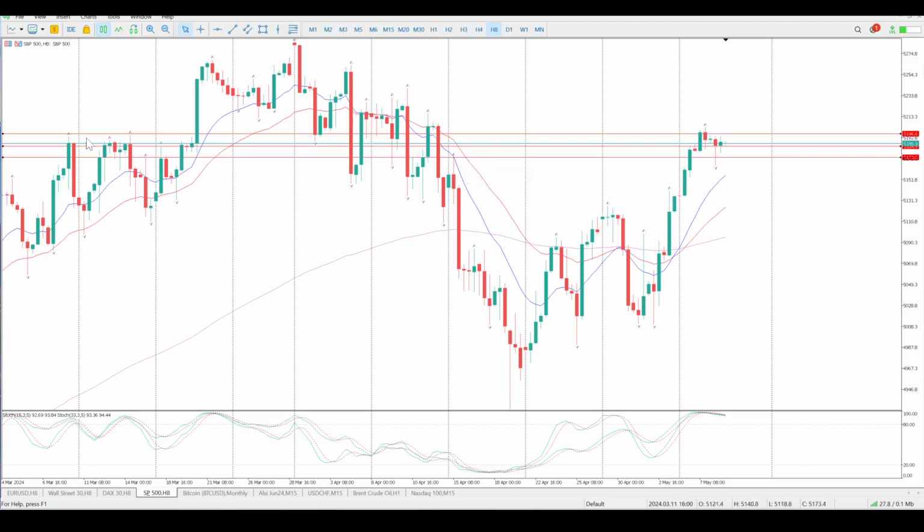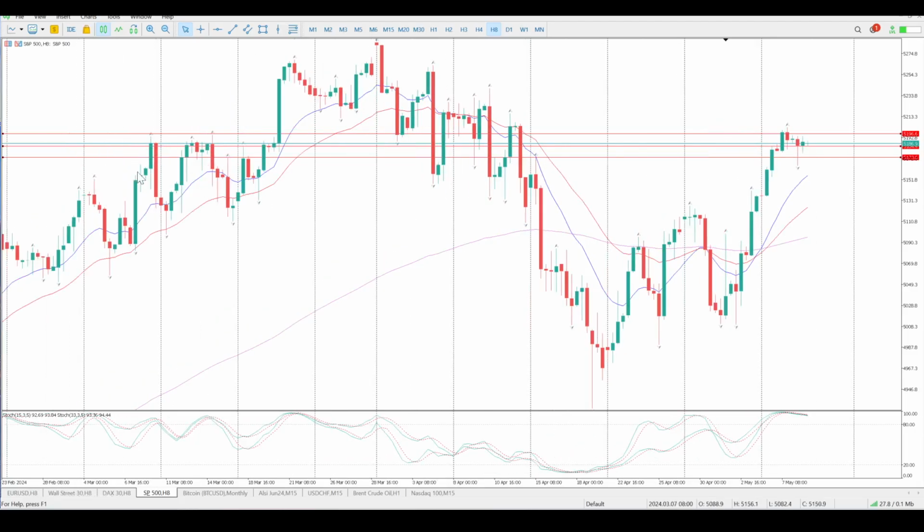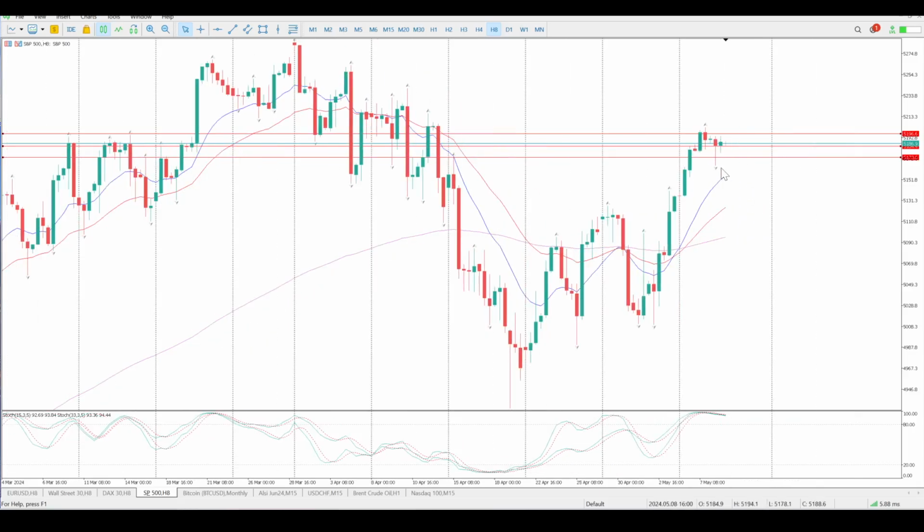So, if you look to the left here, from March, we spoke about it yesterday. We bumped our heads three times here before breaking through, found support once, and then we were just all over the place, above and below this zone. Now we're in the zone. We were looking for a bit of a deeper pullback.